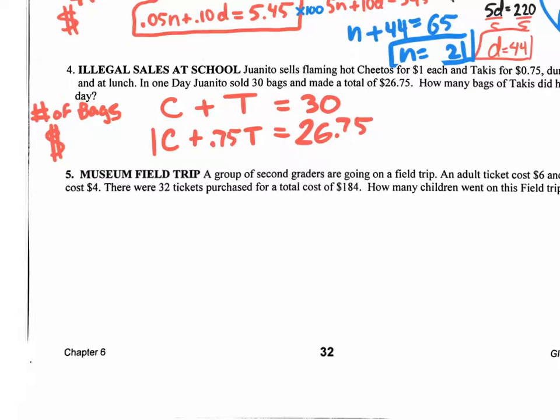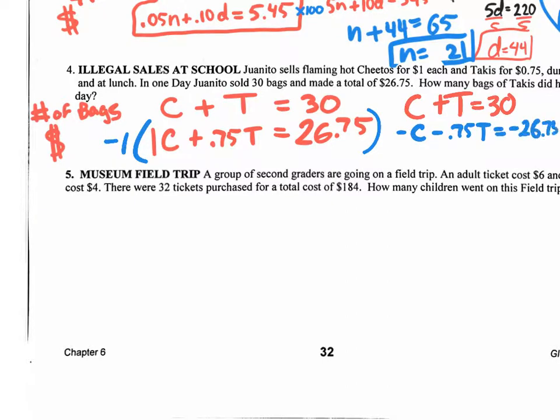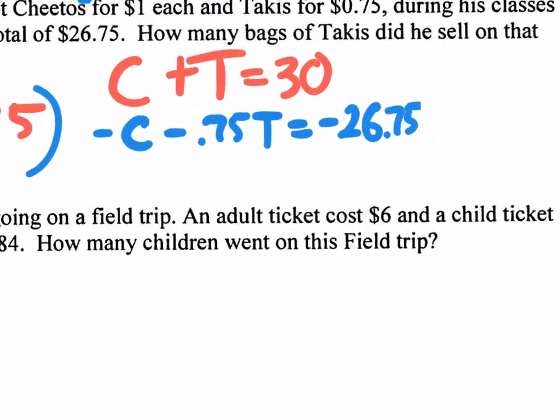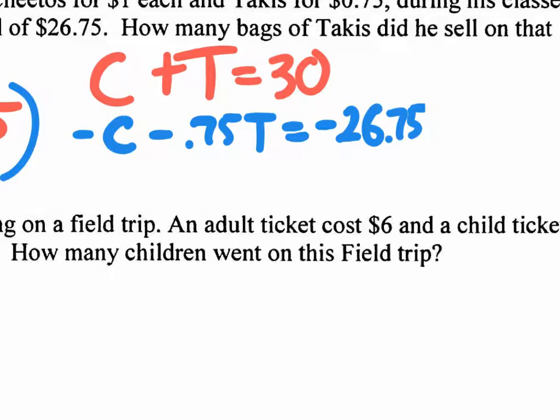Multiply one of them by a -1, right? So I'm going to multiply the bottom one by -1, but you can multiply any one you want by -1. So the top one I'm going to keep the same. C plus T equals 30. And the other one is going to be now -1C minus 0.75T equals -26.75. I know it's ugly, I'm sorry. But now we could combine these lines and the C's will cancel. So when we combine the lines, the Cheetos eliminate.